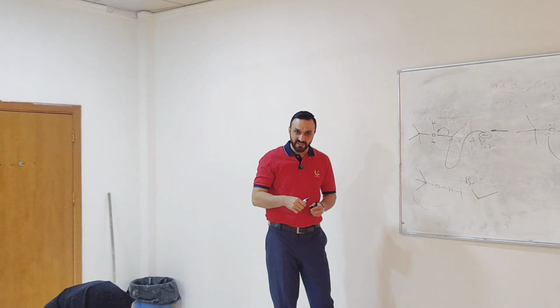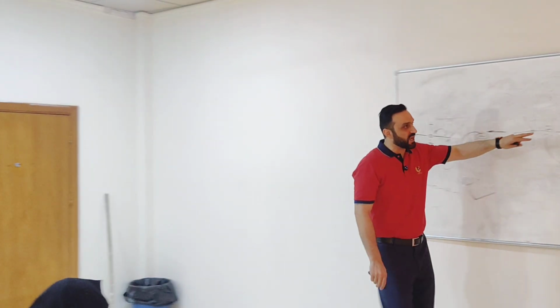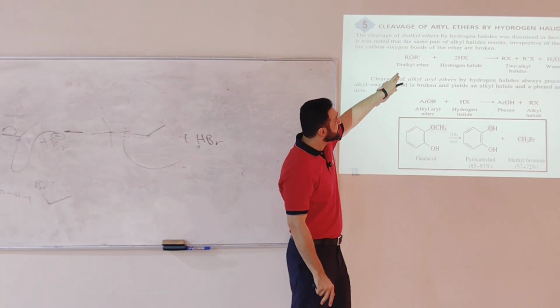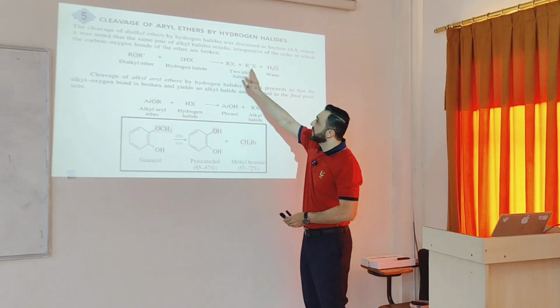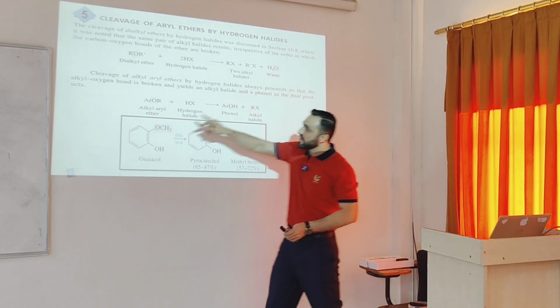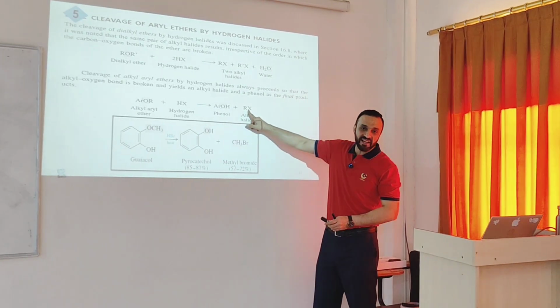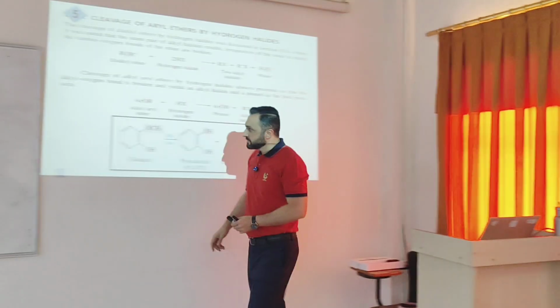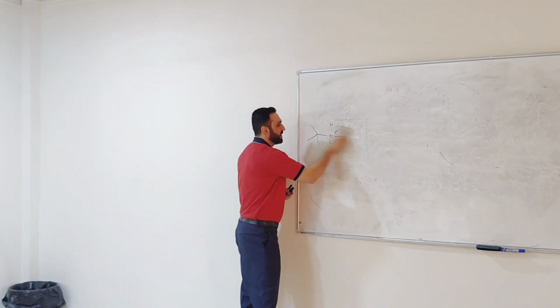Do you remember? If you use an aliphatic ether, it will give you two alkyl halides and water. If you use an aromatic ether, it will give you phenol and alkyl halide. The mechanism is not required, but I will give you one example about this.